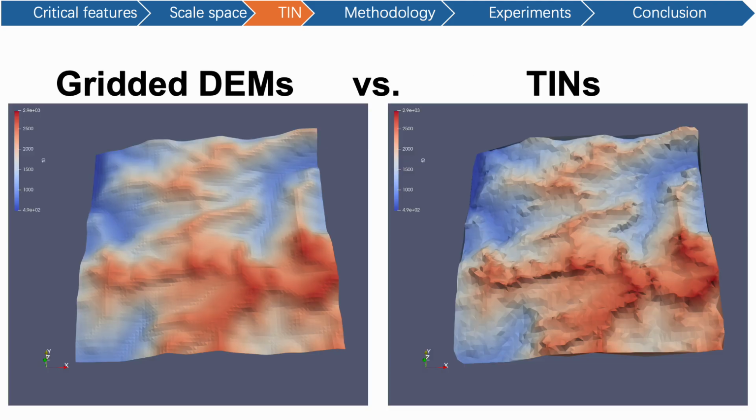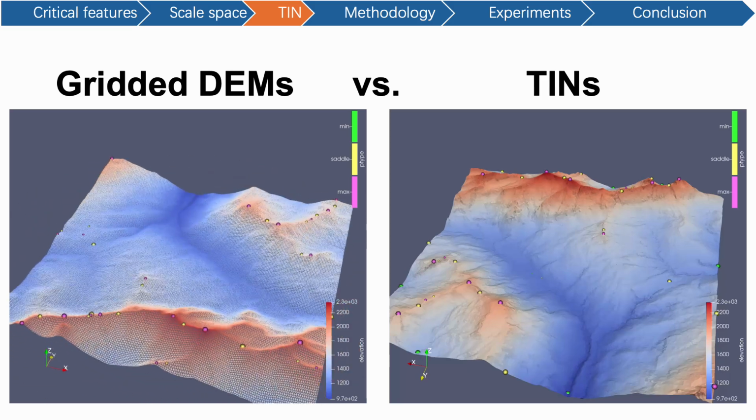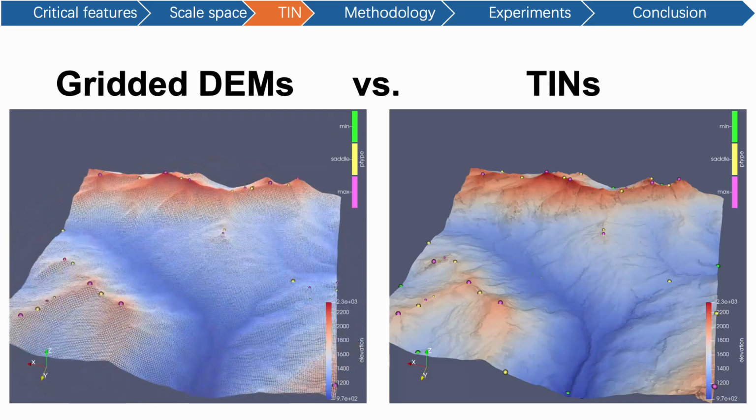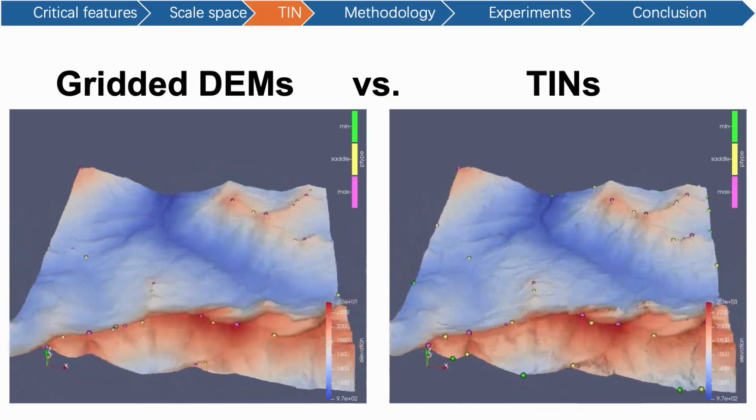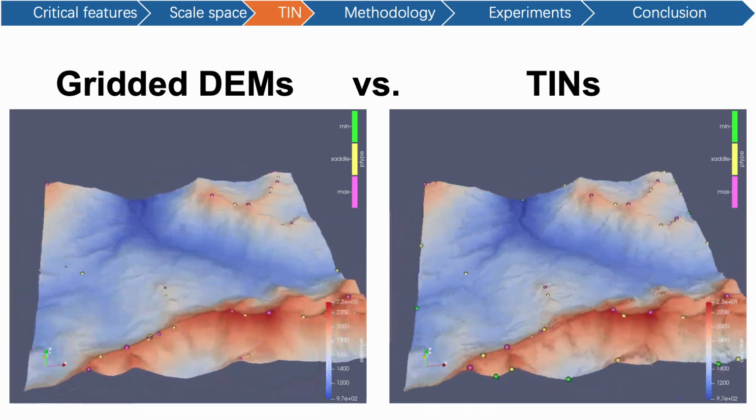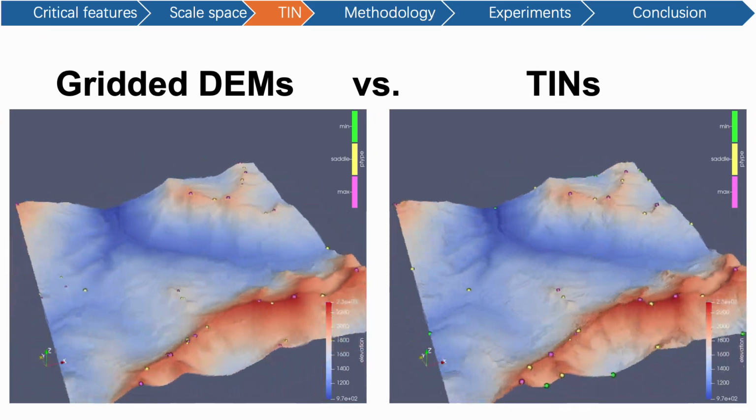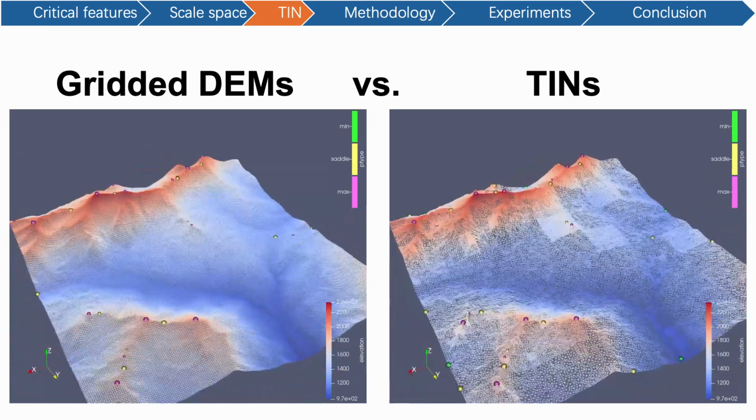Here is a visual comparison of the gridded DEM and TIN with a similar number of vertices. As can be seen here, the TIN preserves the mountain details such as peaks and ridges better than the gridded DEM. The figure on the left looks pretty smooth. Here is an animation comparison. Critical points are annotated as colored balls, and we also show the underlying wireframe of both representations. Again, for a TIN, adaptive resolution allows allocating more vertices in the region of interest, while reducing vertices in simple regions such as plateaus.